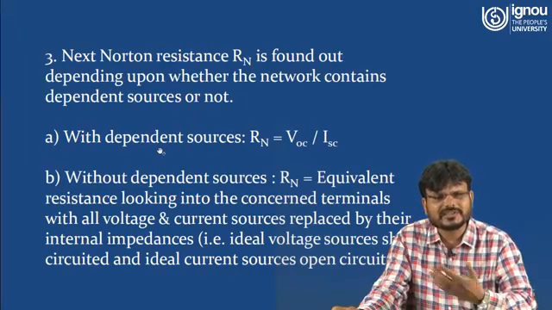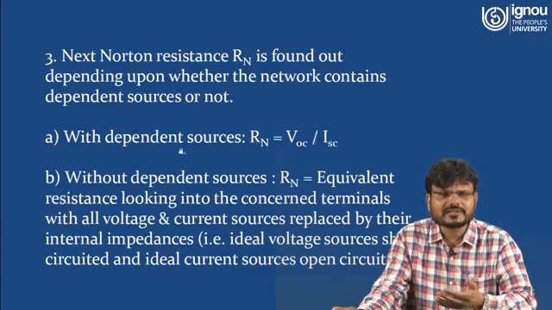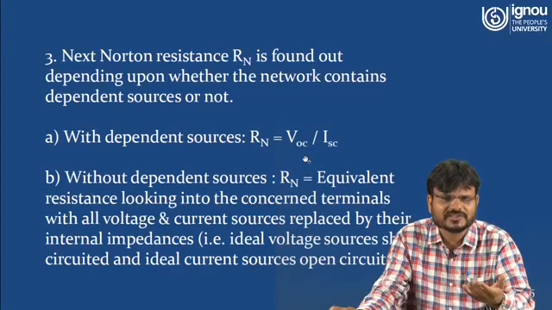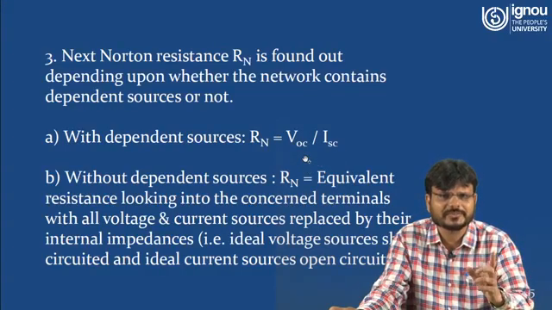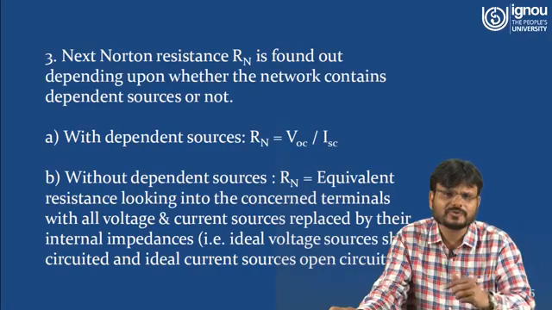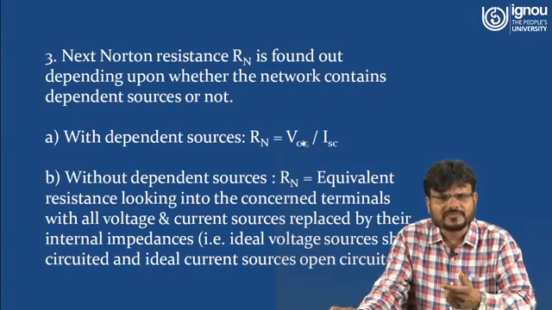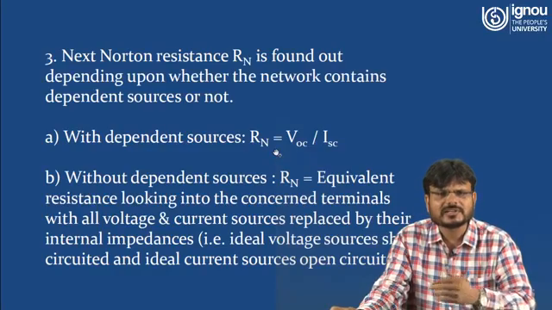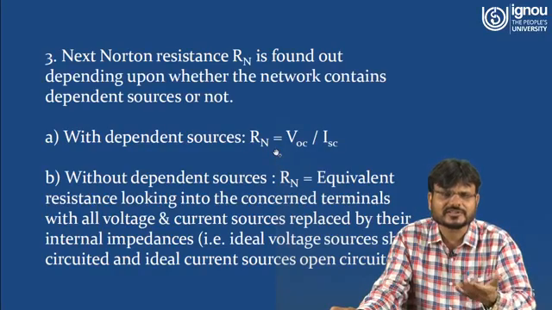So if there is a dependent source, then you have to find the Norton resistance by this formula. That means you have to calculate the open circuit voltage across the two terminals A and B. At the same time, you have to also calculate the short circuit current ISC, that is the Norton current. So just VOC divided by ISC will give you the value of the Norton resistance if there are dependent sources working in any circuit or network.